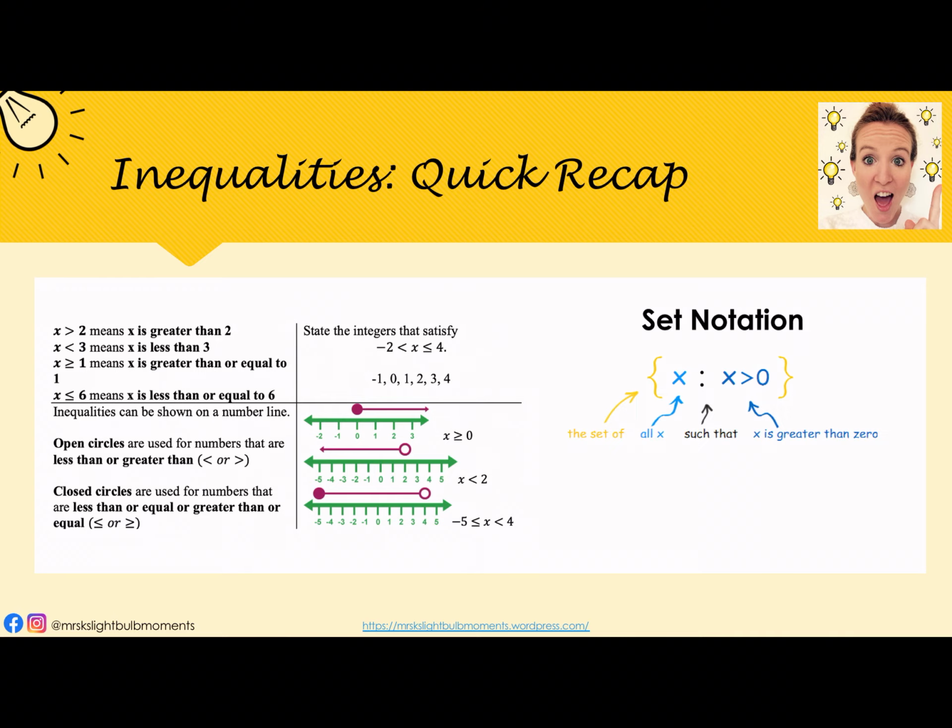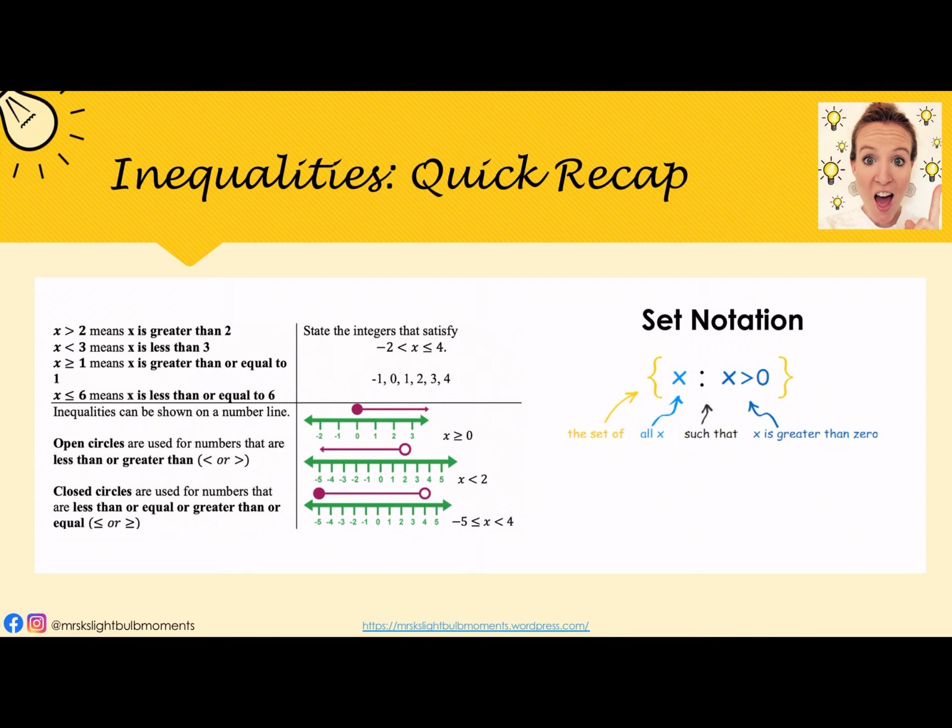We've got set notation now. Now this is one of those things that a lot of people think is really confusing to start with because it doesn't look like anything you've done before, but it's just learning the pattern and how to write it out. It's not actually changing your answer at all. It's just writing it in a slightly different way.